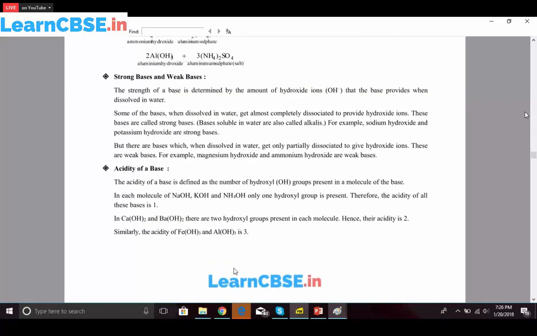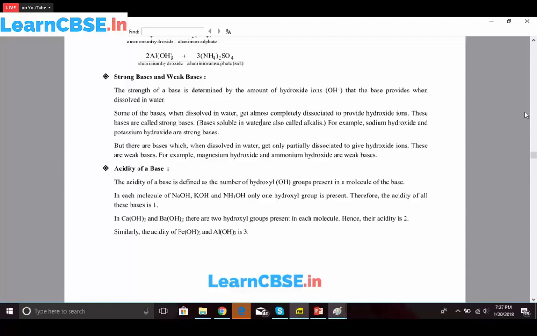The next topic is strong bases and weak bases. Again, the same thing as we have seen with strong acids and weak acids. Strong bases are those that, when dissolved in water, become completely ionized. So if you take 100 molecules of NaOH, it produces 100 OH- ions. That is what we call a strong base, based on how many OH- ions it can provide.